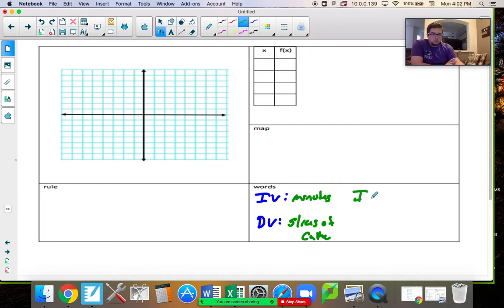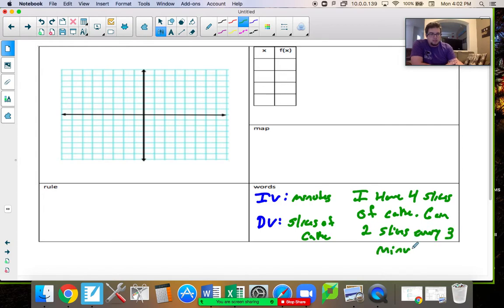So I have 4 slices of cake already. So I have 4 slices of cake to start. And then I'm going to gain 2 slices every 3 minutes. I think I'm just locked in a bakery and I'm just grabbing every slice of cake that I can find off the shelf.